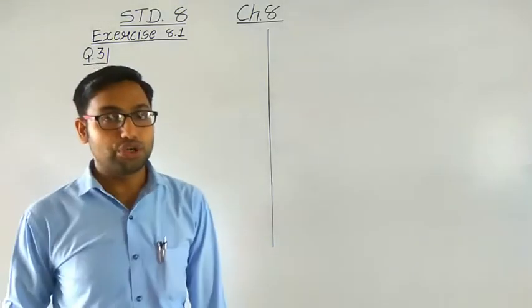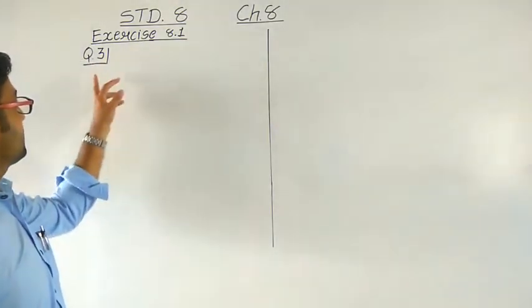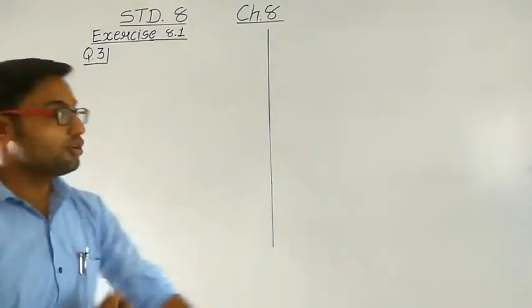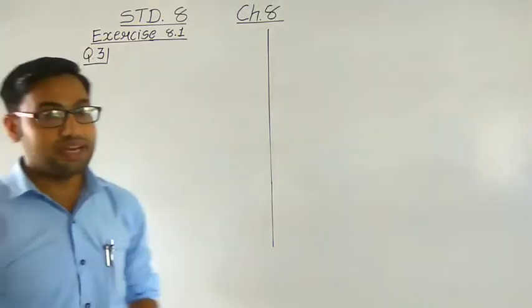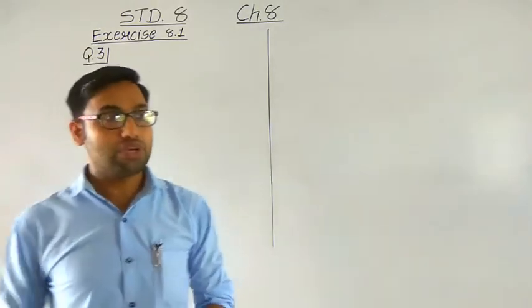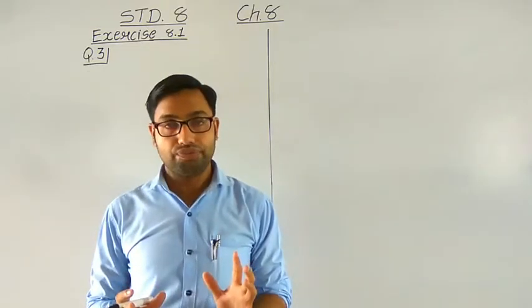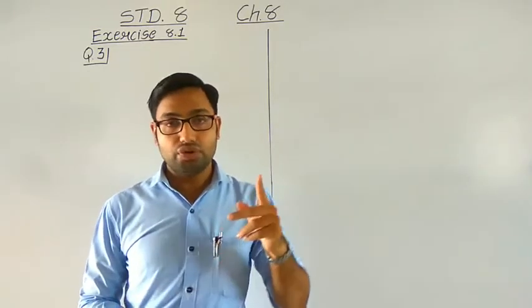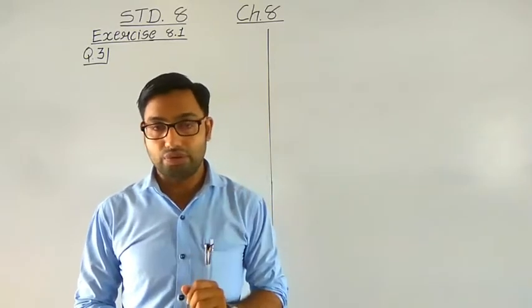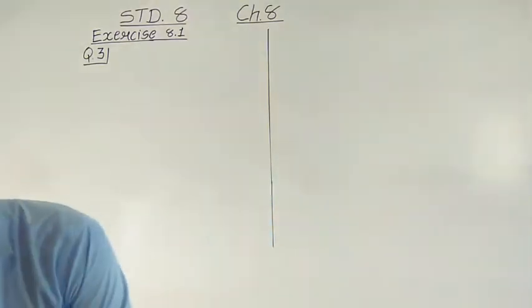Hello students, today we will study question number 3 of exercise 8.1. This is from standard 8, chapter 8, comparing quantities. In the previous class, we studied the basics of comparing quantities. There are two ways: one is percentage, the second is ratio. Here this question is about percentage.